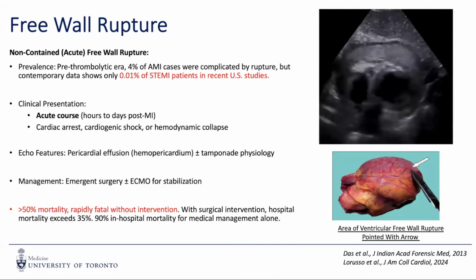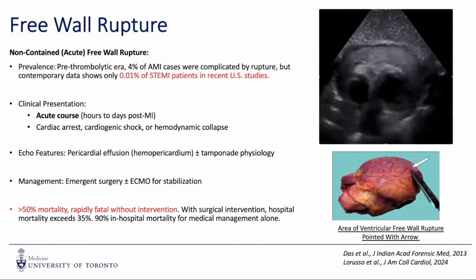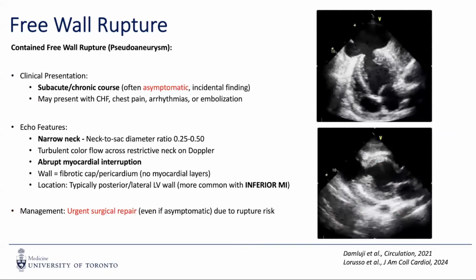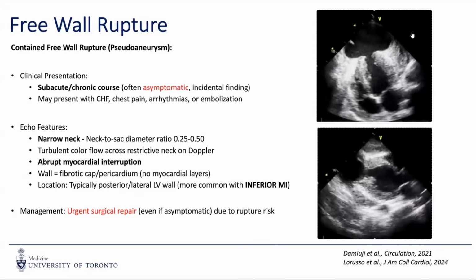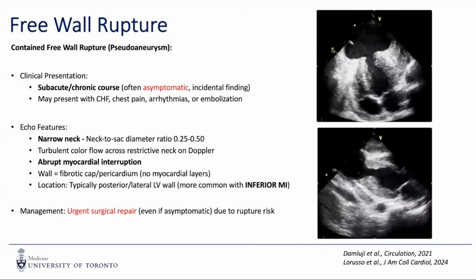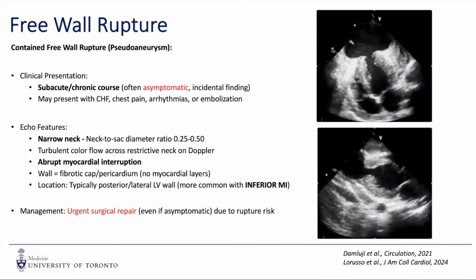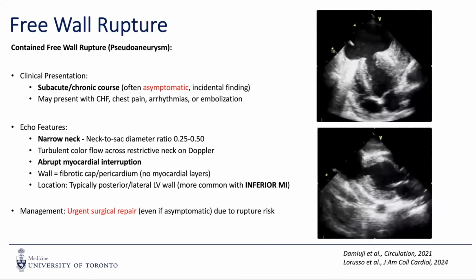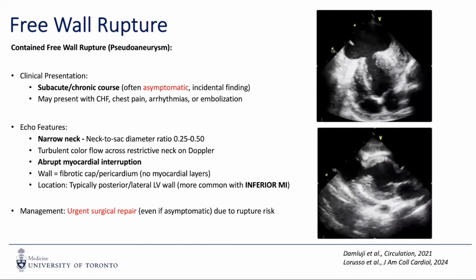And you can see here on autopsy, you can really appreciate that free wall rupture in the ventricle near the apex with the arrow there on the diagram. Now, this is the more subacute form, which is the contained free wall rupture or pseudoaneurysm. And this, in contrast to the first presentation, while yes, it still represents a free wall rupture, it presents subacutely or more chronically. A lot of those patients are often asymptomatic, and the pseudoaneurysm can be found incidentally even a few months later. Sometimes they can be symptomatic, and they can cause heart failure, chest pain, arrhythmias or even embolizations.